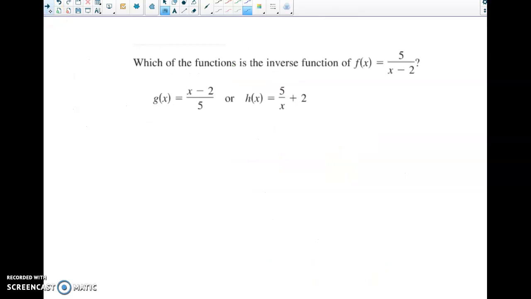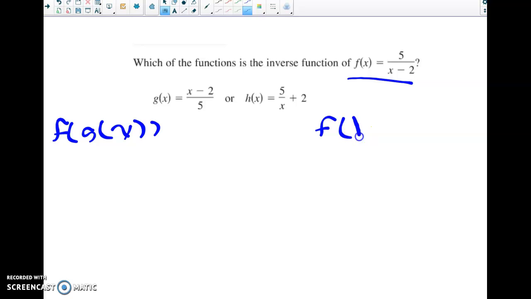All right, which of the functions is the inverse of this f of x up here? Take a minute and find out which one is an inverse of f of x. If you're trying to find if g of x is the inverse, you're going to do f of g of x. Likewise, f of h of x. Take a few minutes and solve for which one is the inverse function of f.